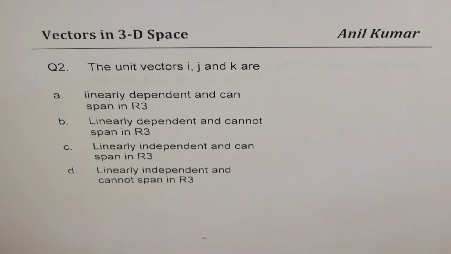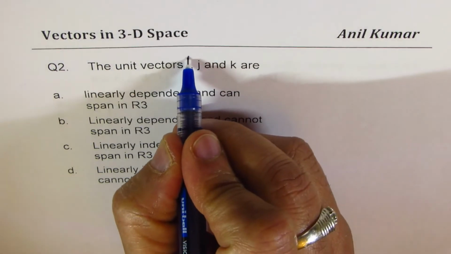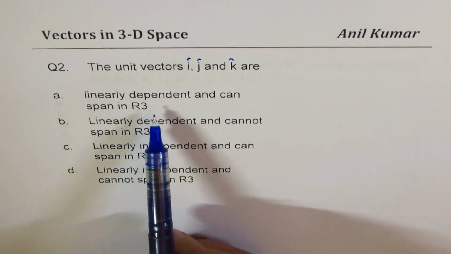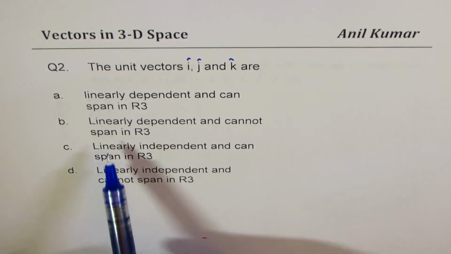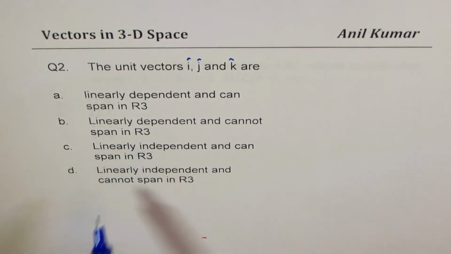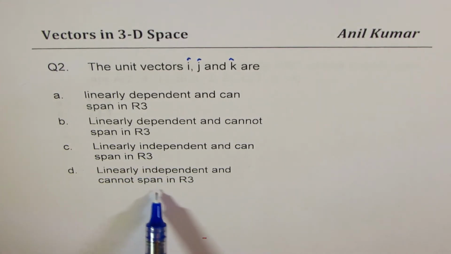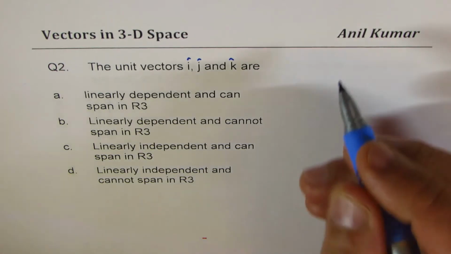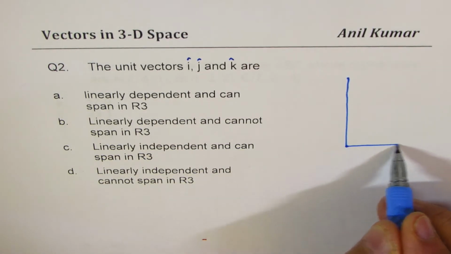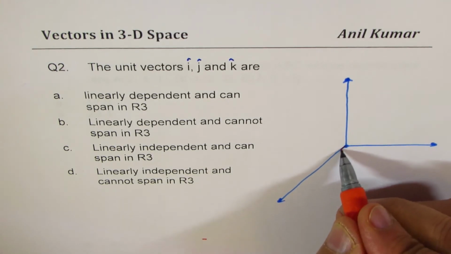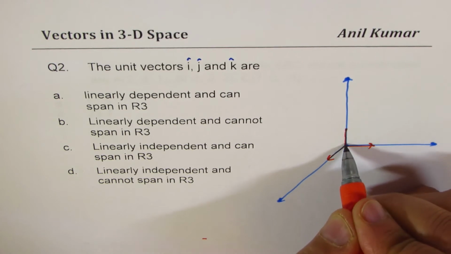Question number 2. The unit vectors ijk, normally we could write like this, are A, B, C, D, 4 choices: linearly dependent and can span in R3, linearly dependent and cannot span in R3, linearly independent and can span in R3, linearly independent and cannot span in R3. Now here we have critical words: linearly dependent, linearly independent, and span. You need to understand all these three terms. Now what are IJKs? IJKs are unit vectors in direction of x, y, and z, right?